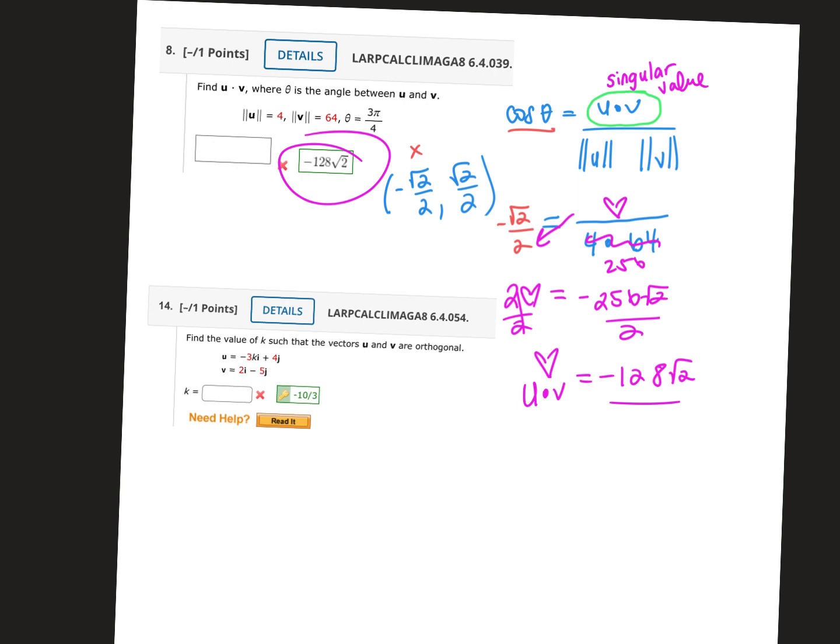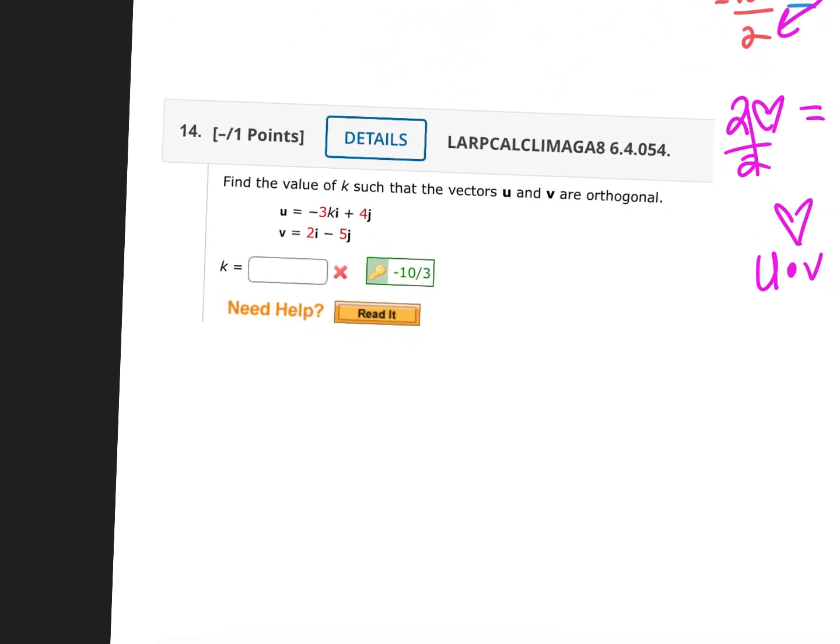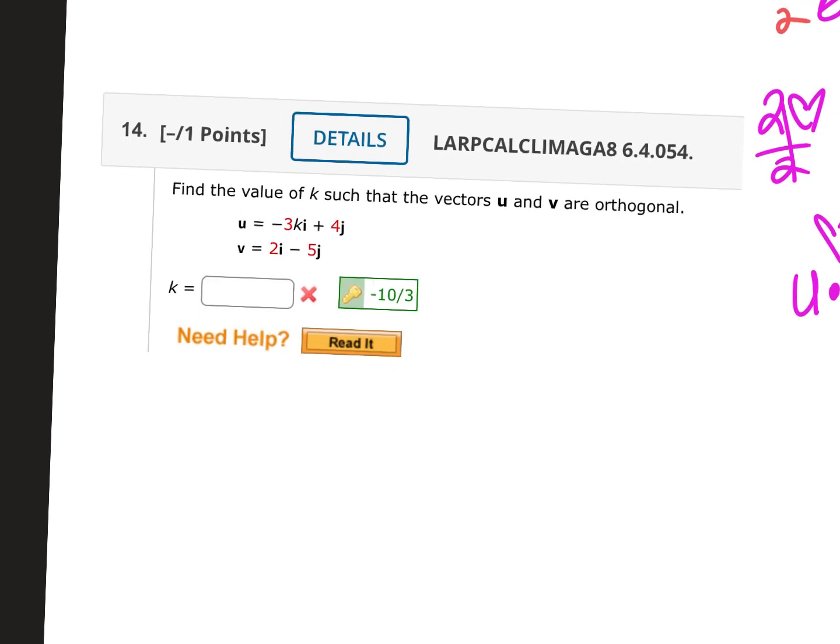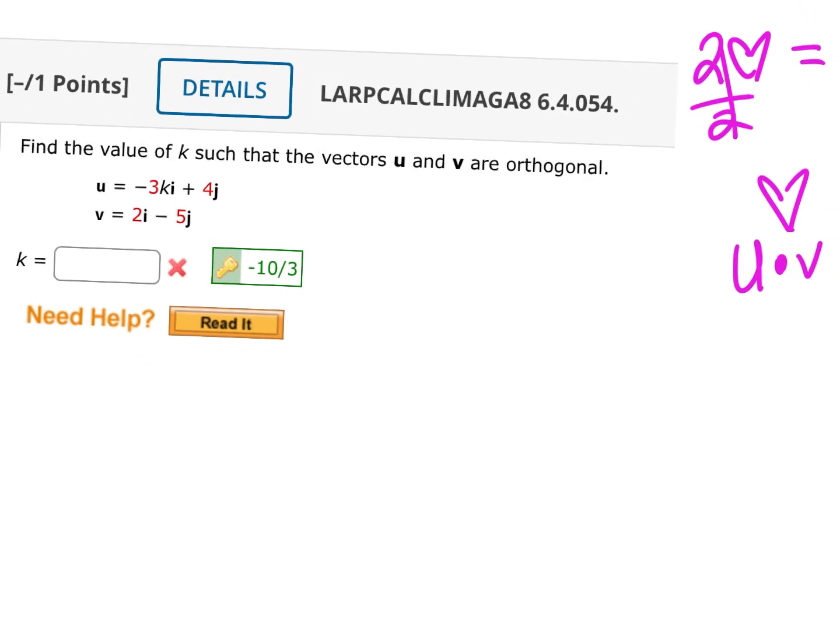Everybody's got a question like number 14. You're going to see something like this on your test for sure. That's why I'm going over it, making it a big deal, recording it, putting it on YouTube. It says find the value of k such that vectors u and v are orthogonal. All right? This is a basic equation that you're going to solve. But you have to understand how to set it up and what you're looking for. First of all, what does it mean if something is orthogonal?